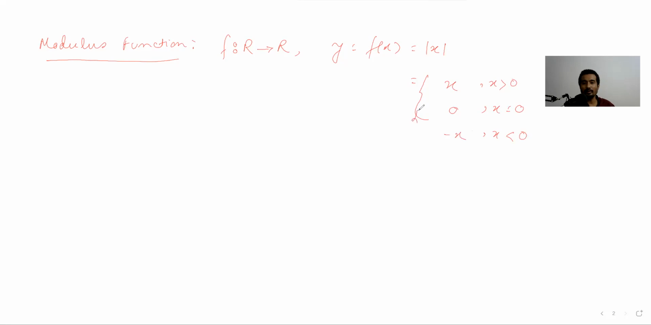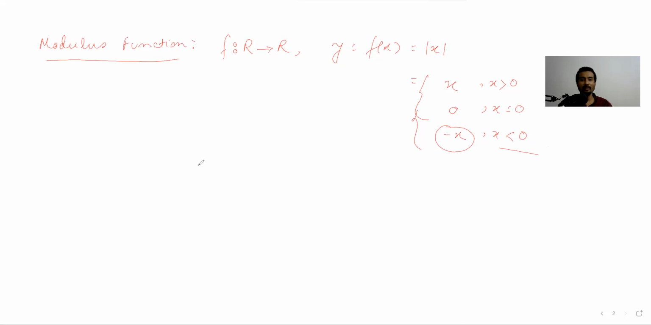Now I think all of you have some idea of modulus. What does it mean? Modulus means magnitude. It cannot be negative. Looking at this -x, you might have some confusion in your mind about how it becomes negative, because we know that modulus cannot be negative. So look at the condition there. Whenever x is negative, only then do we take image -x.